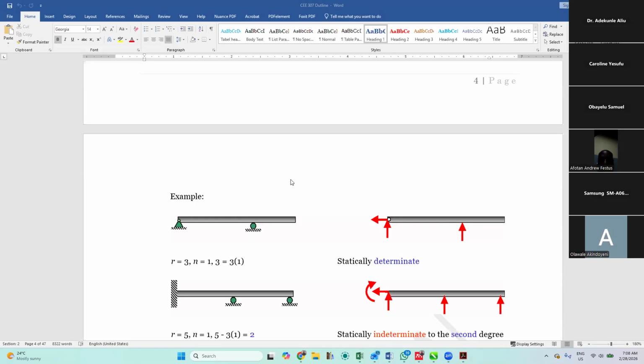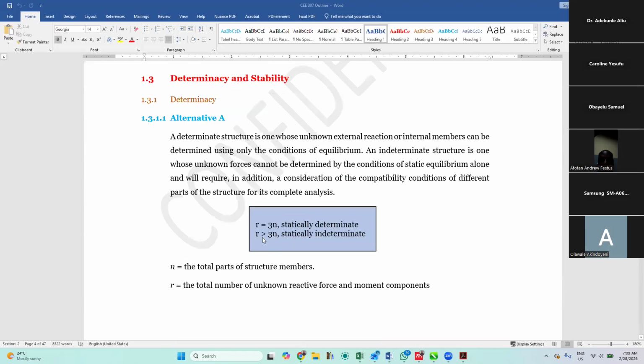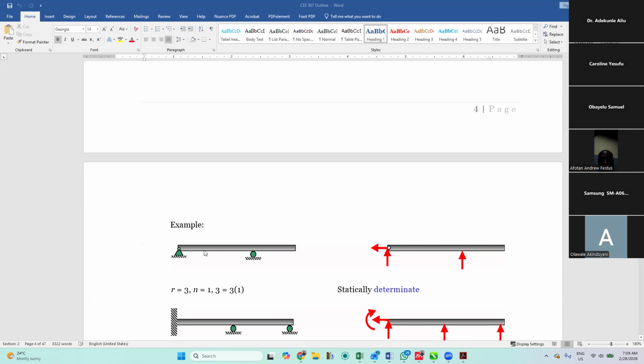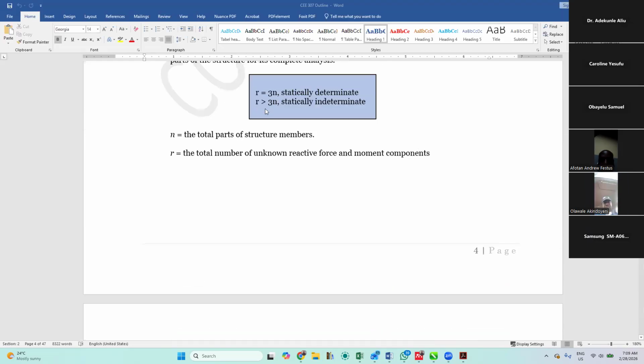Now, using that principle that I told us earlier on, that R equals 3N. Looking at this member, this is just a single member. You can see it's not joined anywhere. So N will equal 1. But the number of reactions, for this one we have 2, for this one we have 1, making 3. So if we use this equation, our R equals 3, our N equals 1. Is R equals 3N?